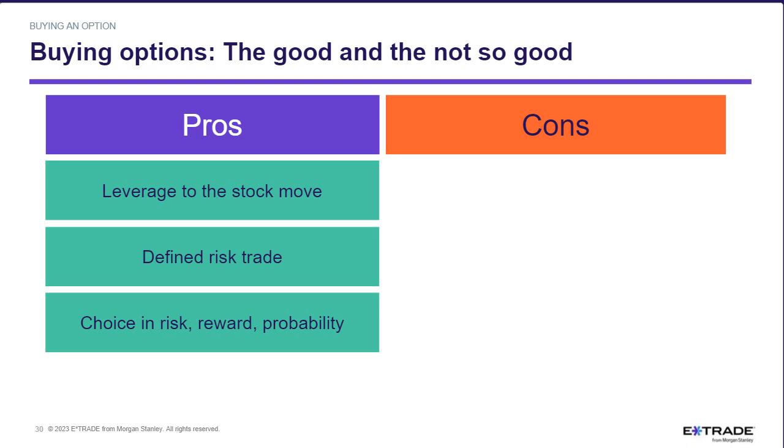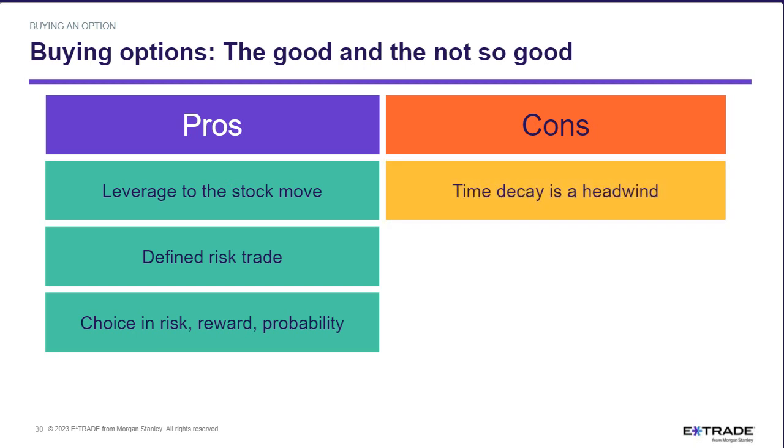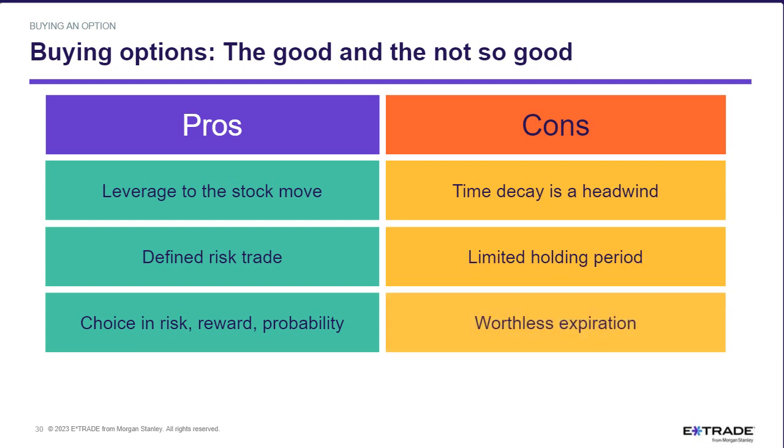What are the cons? Well, the big one is time decay. When you buy an option, you're buying that time premium, and it is going to dissipate. Eventually, it's going to be zero. It's just a question of how much of it is there when you decide to trade out of the option. You have a limited holding period, and that, of course, can result in worthless expiration, which is the worst case. That's your defined risk. But there's so much more.